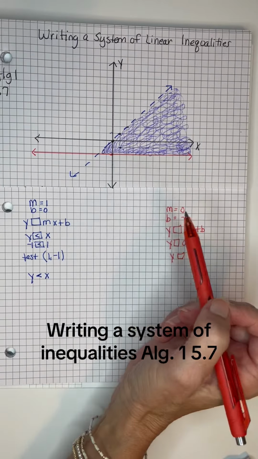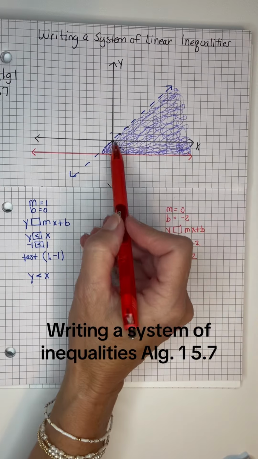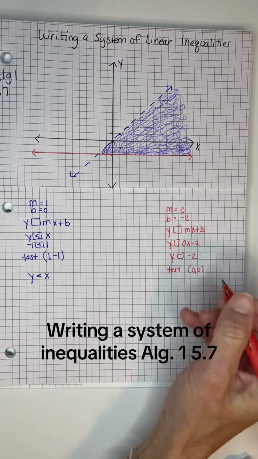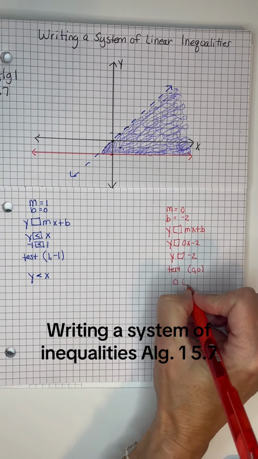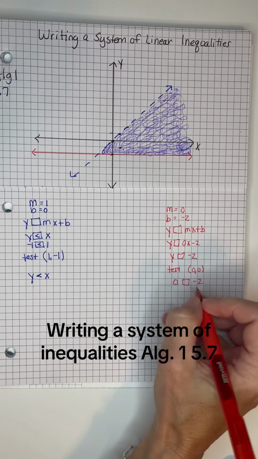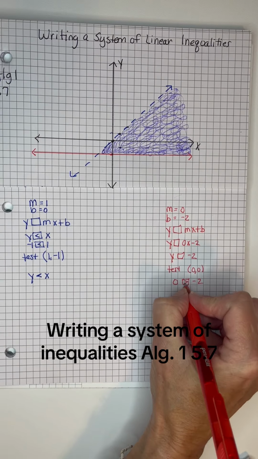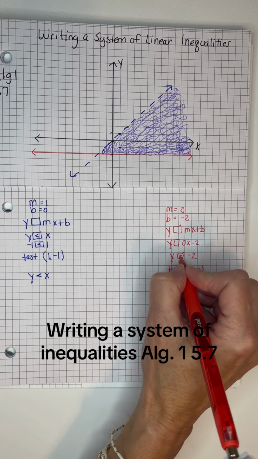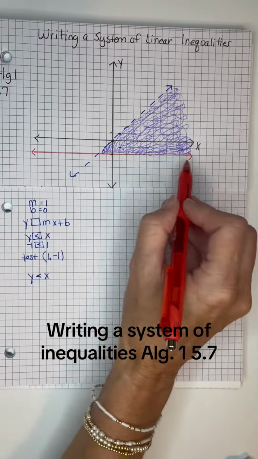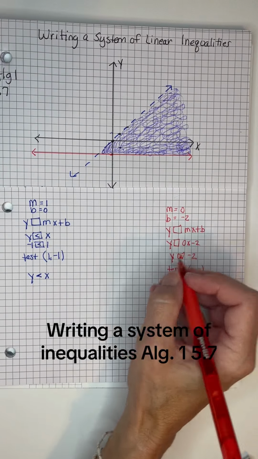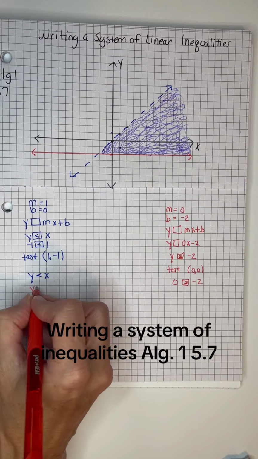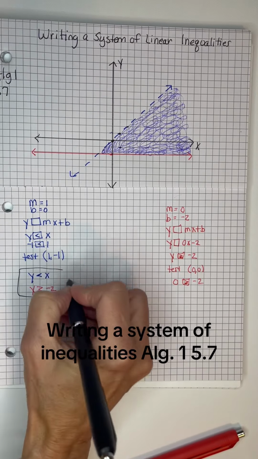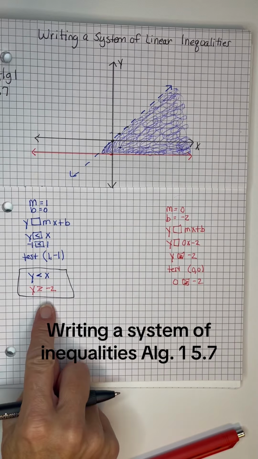Since it's above it, I think we're going to probably have greater than. I can test 0, 0 on this one, since it doesn't go through it. So 0 compared to negative 2. 0 is greater than a negative number, so I'm going to have greater than or equal to, because it is a solid line. So this equation right here will be y is greater than or equal to negative 2. So the entire system of inequalities would be right here.